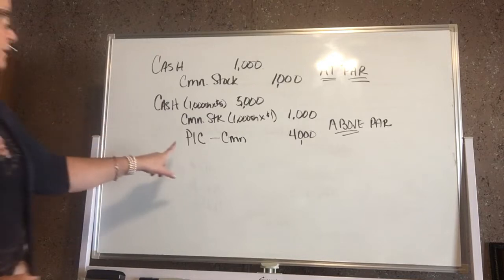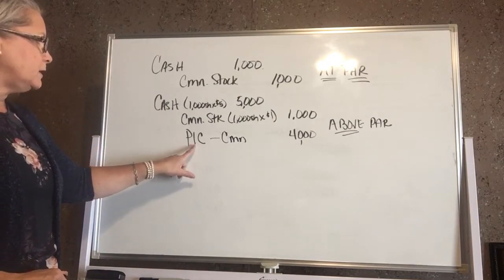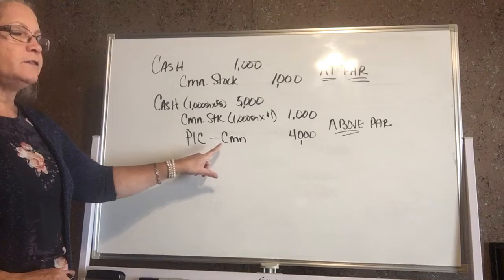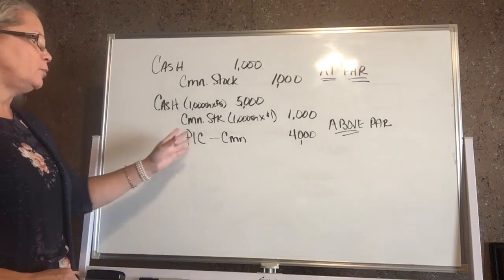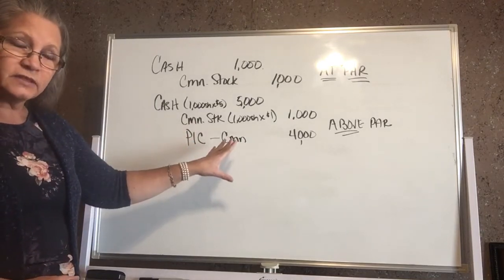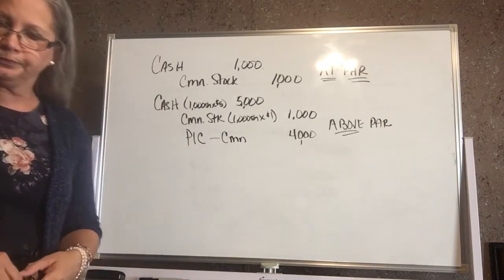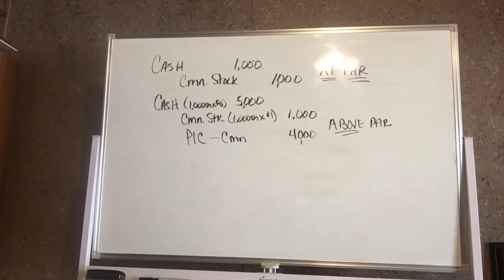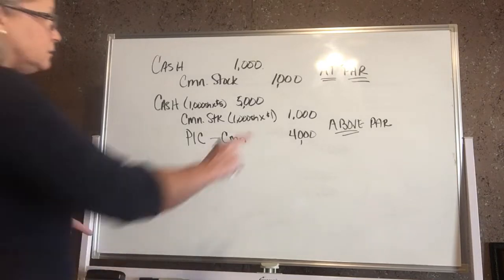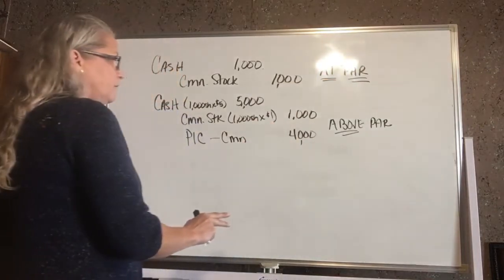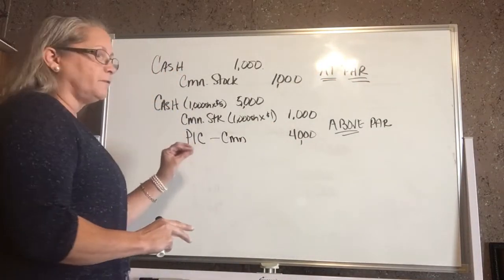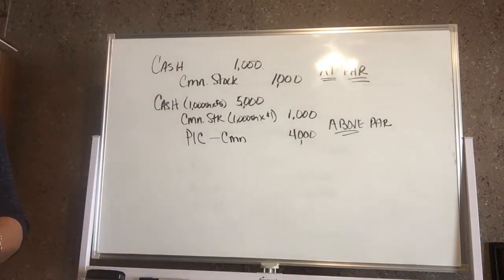Only this would now say paid in capital in excess of stated value, not par value, but I don't even write all that out because it's too much. I just say PIC on common, and you would use PIC on common either way. Okay. Common stock without a stated value, if there's no par value, there's no stated value, then everything becomes legal capital.